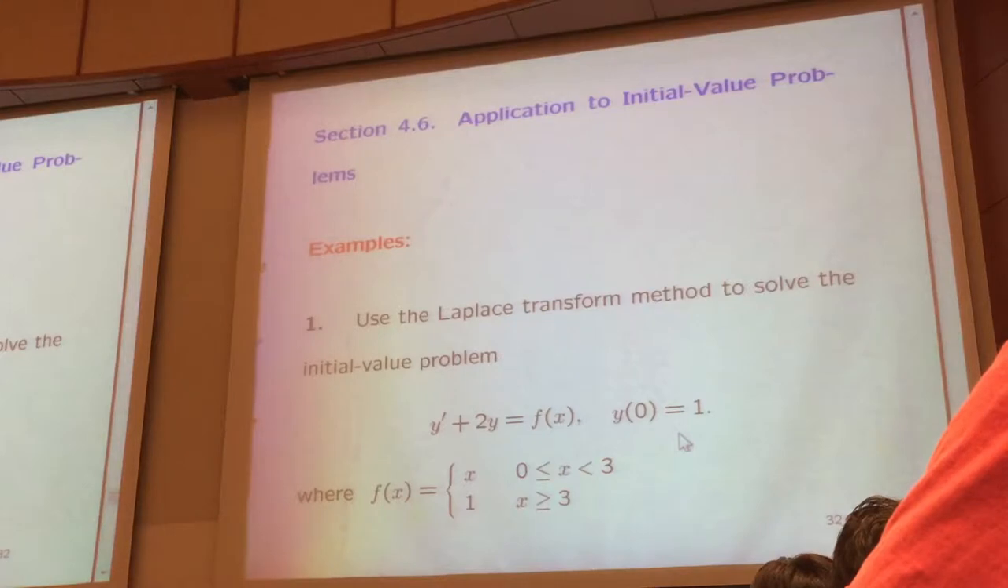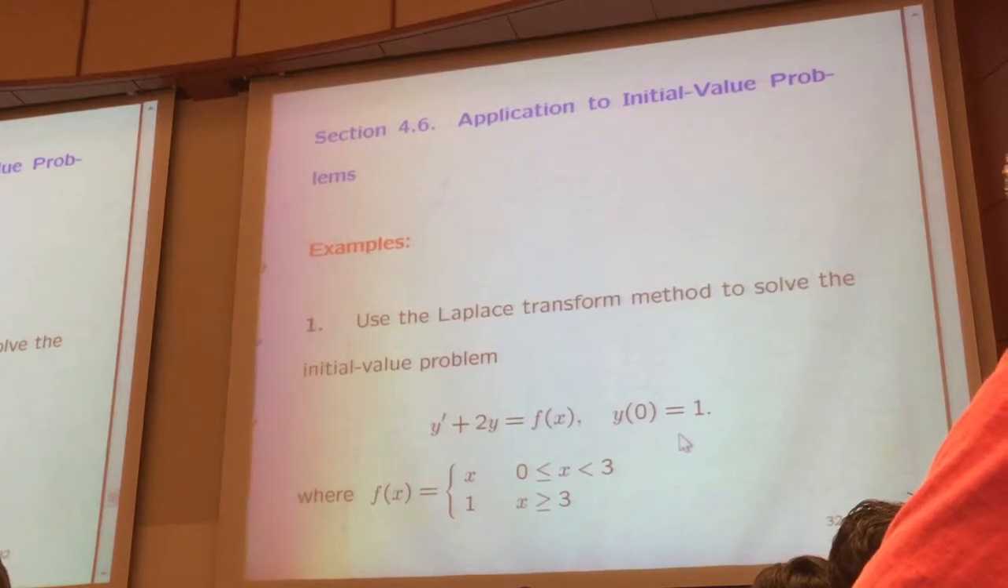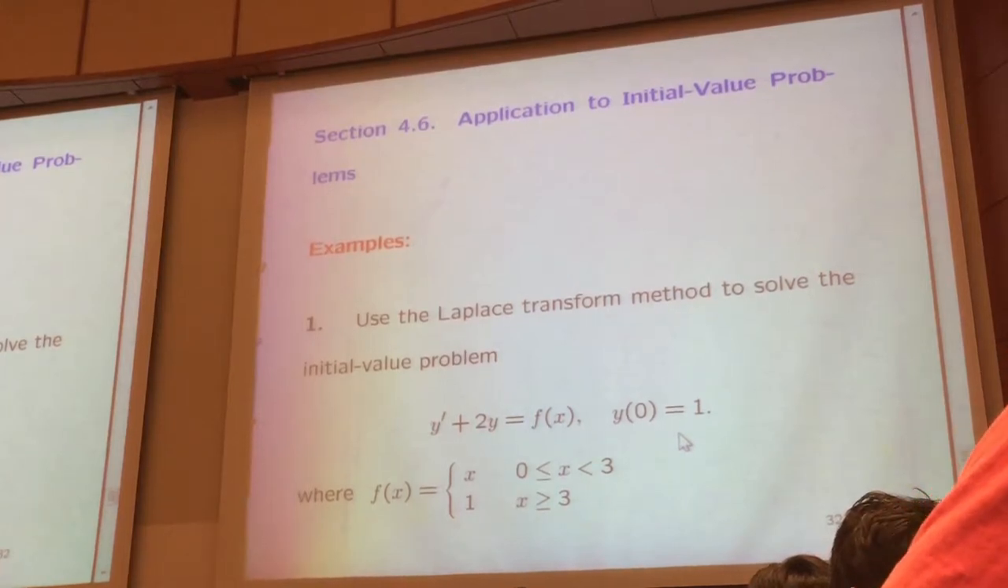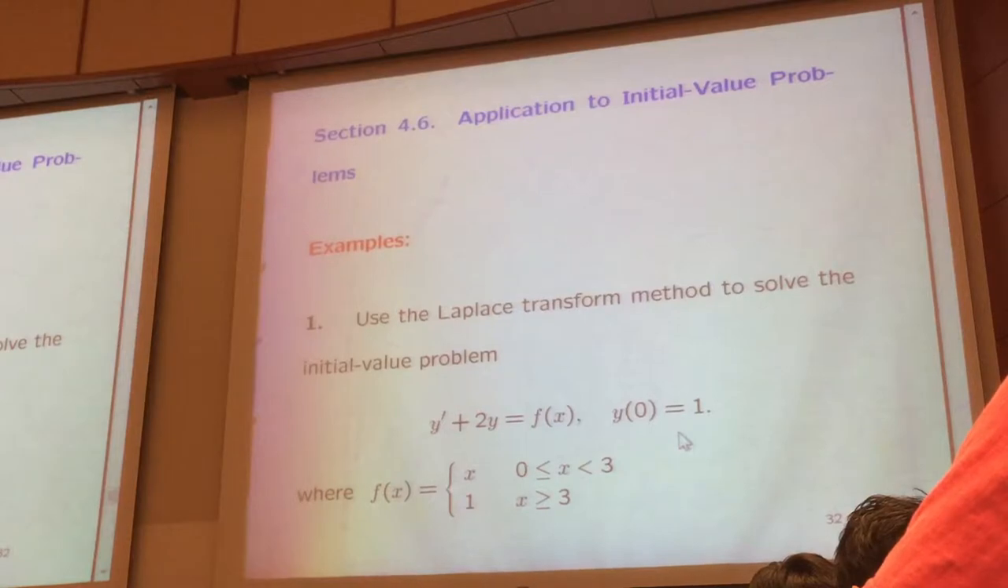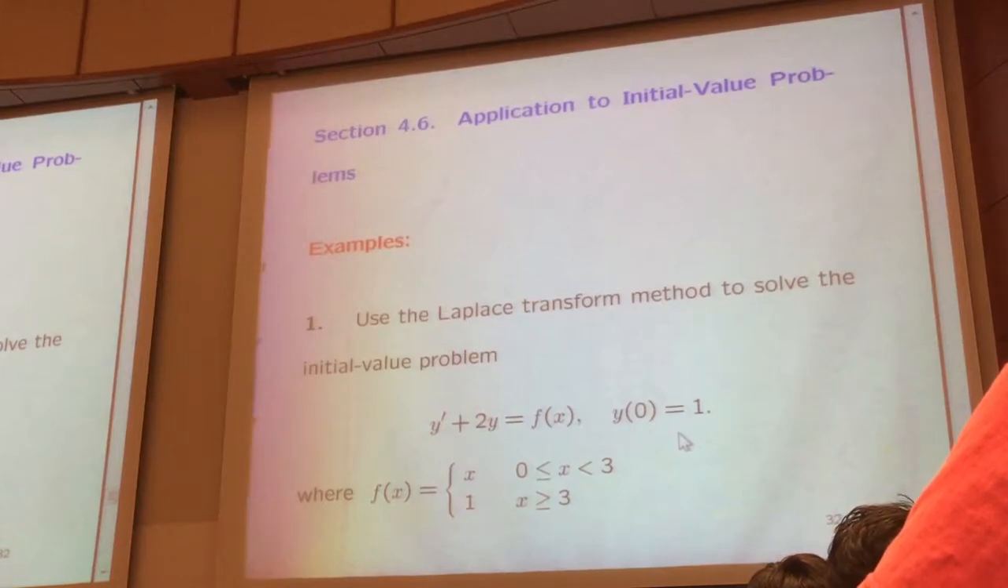Okay. Now, we will ask you to calculate the Laplace transform of an initial value problem. That's to make sure that you know that the Laplace transform of y double prime is s squared times Y minus s y at 0 minus. So you're going to have to do that, but you're not going to have to solve the whole problem from beginning to end, like I'm going to do now.